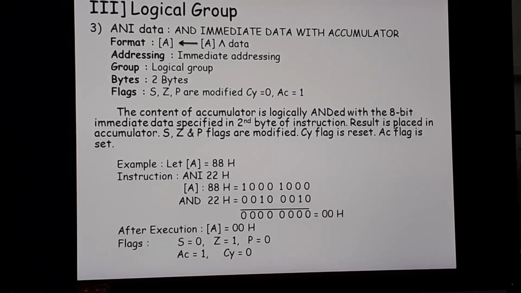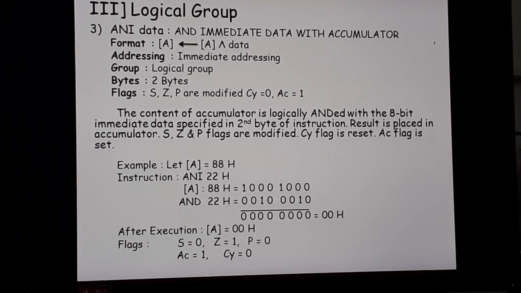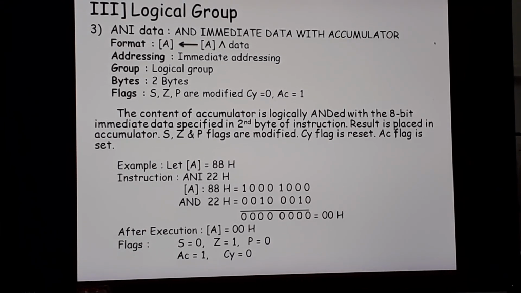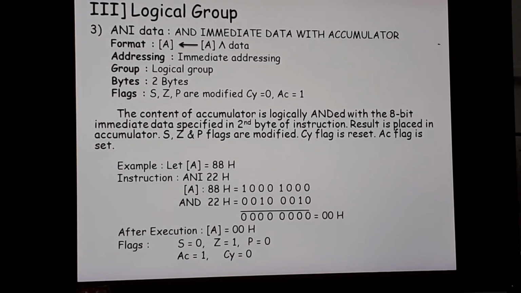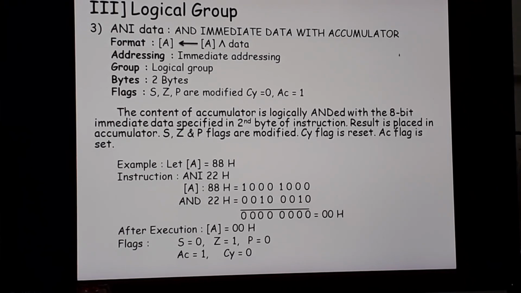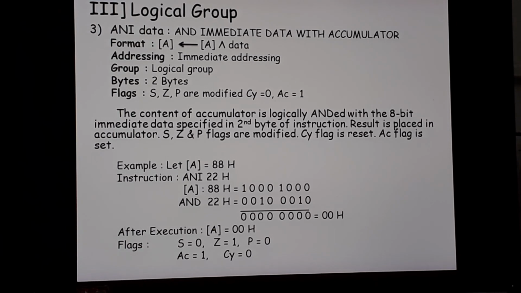Flag is same. So the explanation for this particular instruction will be, the content of the accumulator is logically ANDed with the 8-bit immediate data specified in the second byte of the instruction. The result is placed in the accumulator. Sign, zero and parity flags are modified. Carry flag is reset. AC flag is set. You can change the comment or explanation as, in this particular instruction, the accumulator content is ANDed with the 8-bit data and the result is stored in the accumulator itself.